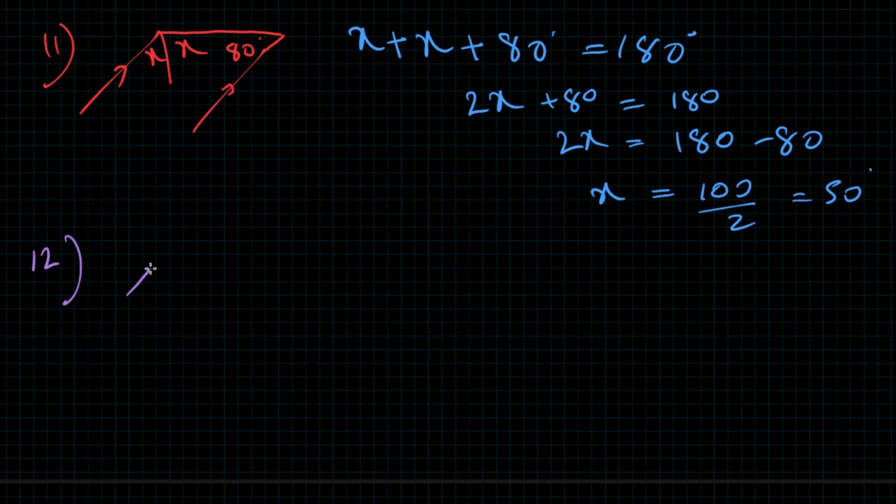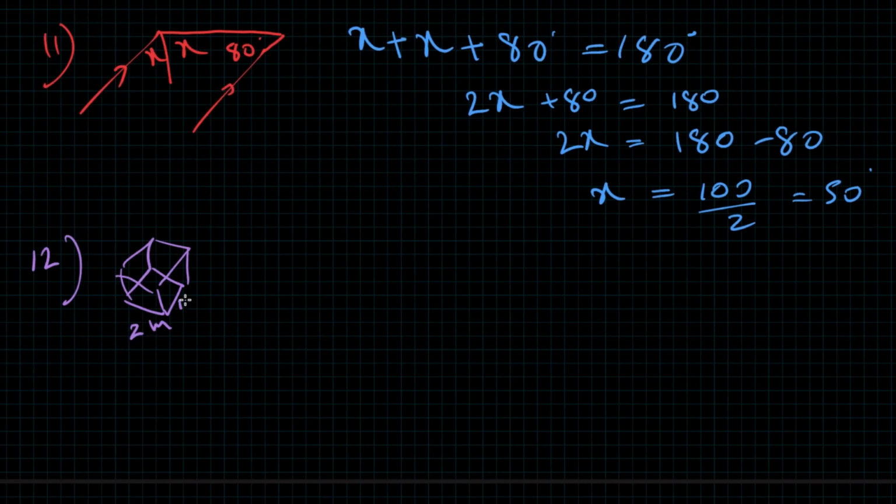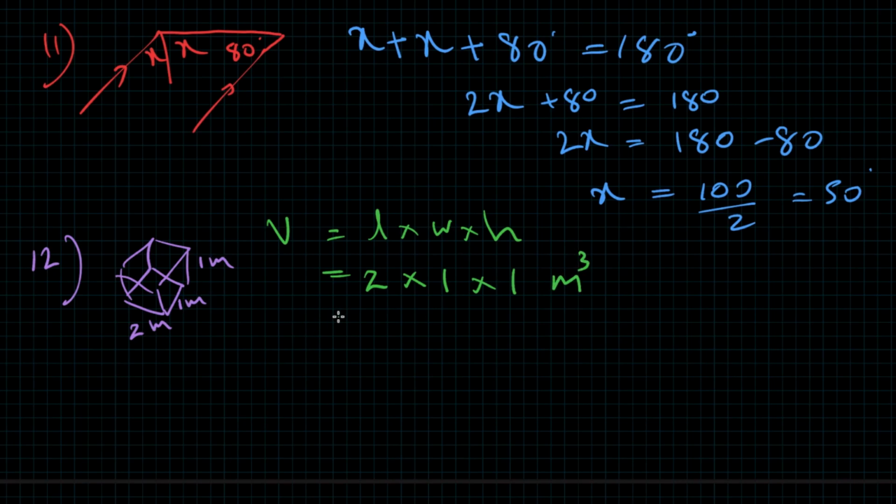Say we have a cuboid. Let's try to draw something. 2 meters, 1 meter, 1 meter. Okay. Volume is length times width times height. Here length is 2, width is 1, height is 1, and when we multiply the meters, we get cubic meters. Here it's 2 cubic meters.